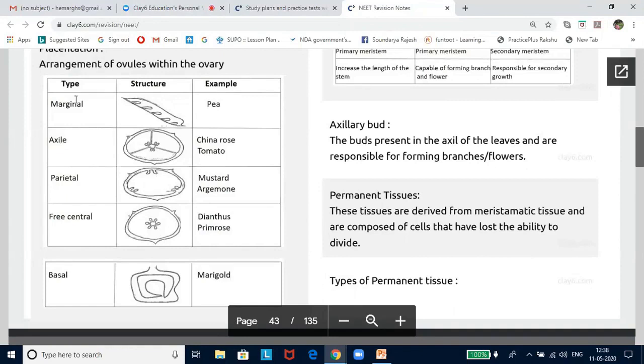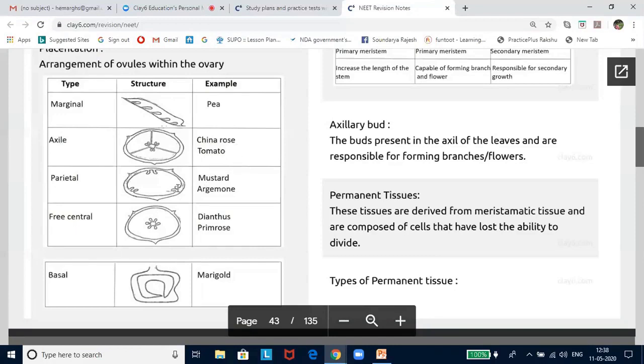Now, what is marginal placentation? The placenta forms a ridge along the ventral suture of the ovary, and ovules are borne on this ridge, forming two rows. Example is pea. When the placenta is in an axile position and ovules are arranged as in a multilocular ovary, this is known as axile placentation, seen in China rose and tomato.